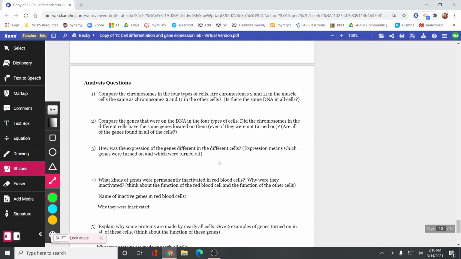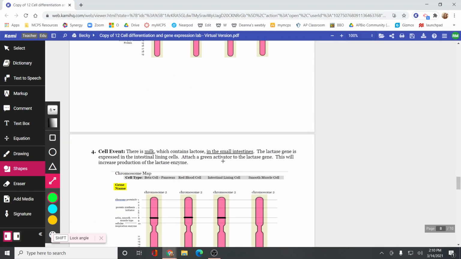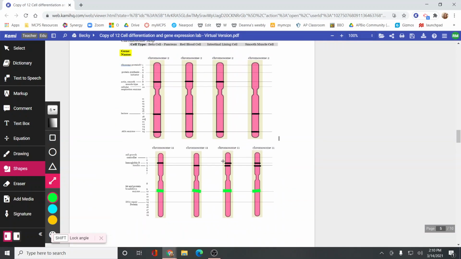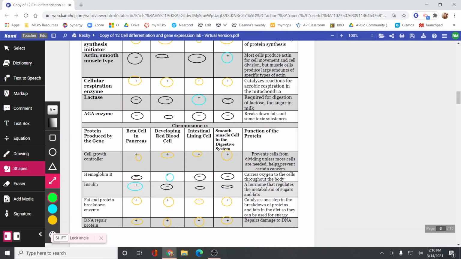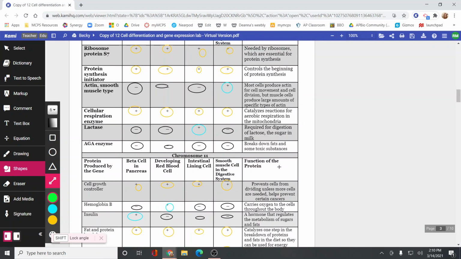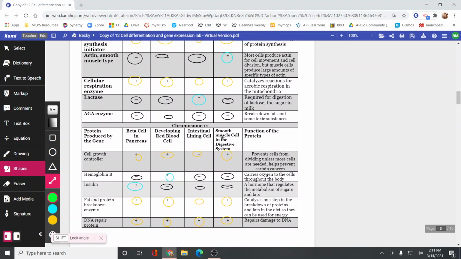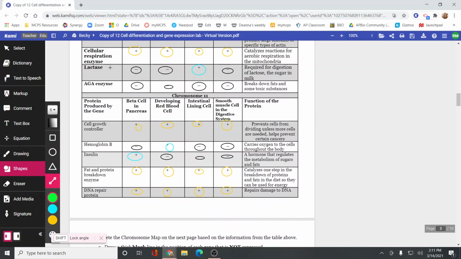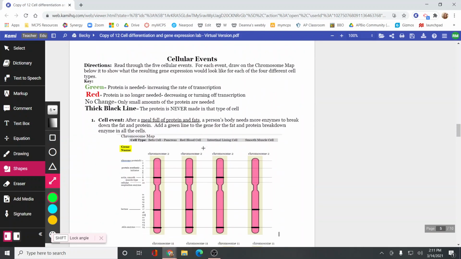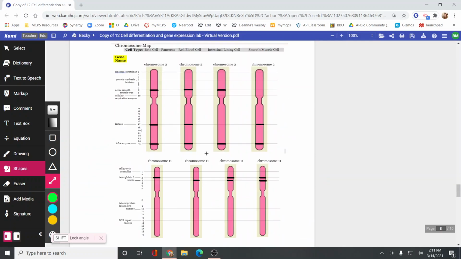Question 3 says, how was the expression of the genes different in the different cells? Which genes were on and which genes were off? So go back to either this picture here, this picture helps you to see, or go to the chart. Okay, so again, the orange means that it's on in all of the cells, blue is also on, and black means off. So in here you're comparing down a column. Compare the different types of cells, and here's your genes, which ones are on and off.